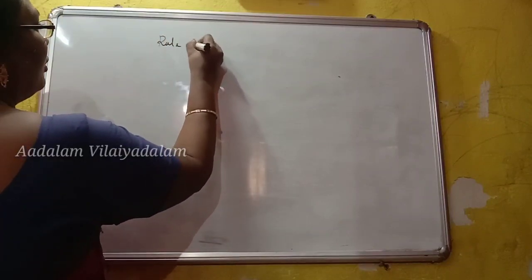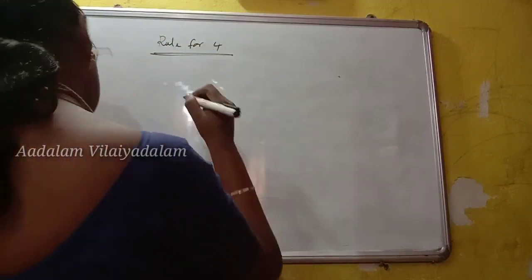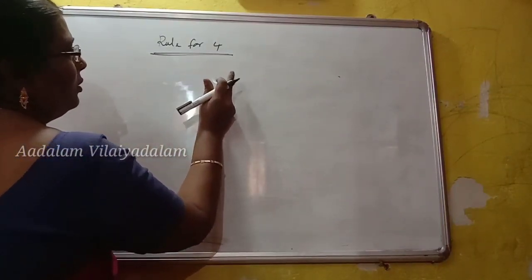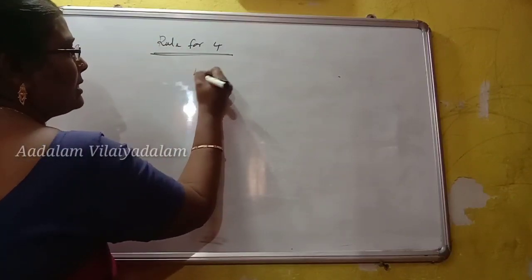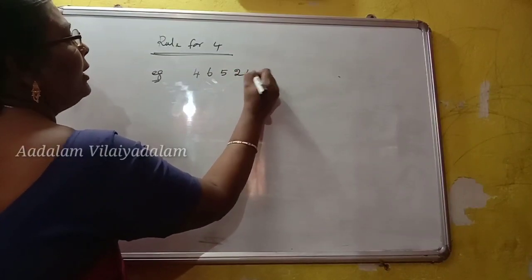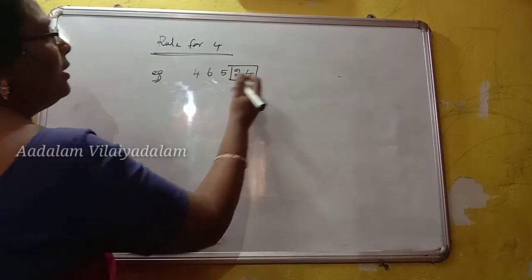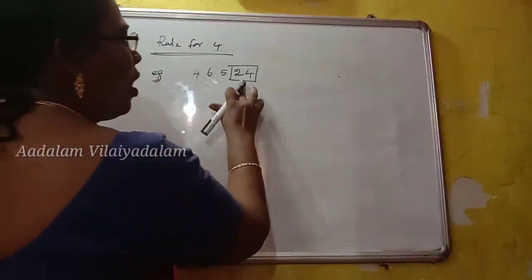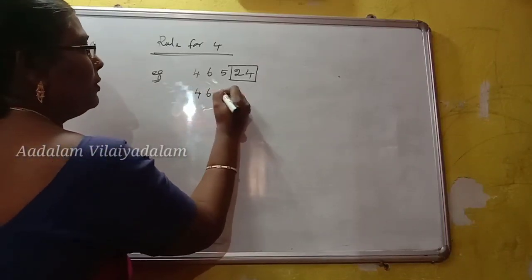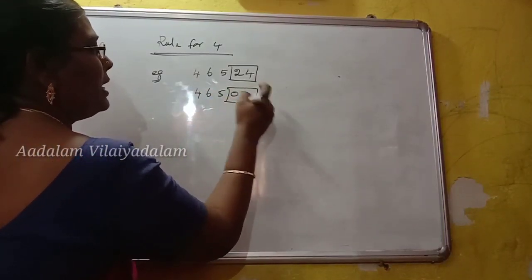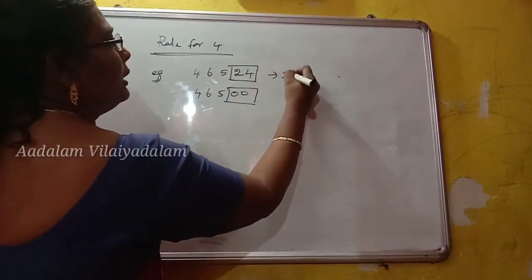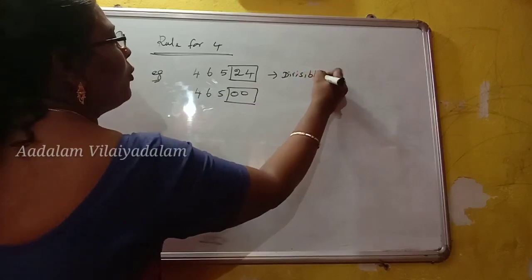the rule for 4. For this number, you have to see the last 2 digits. The rule for 4 is the last 2 digits. For example, 4, 6, 5, 2, 4. The last 2 digits should be 0 or should be divisible by 4. It should be in the 4th table.